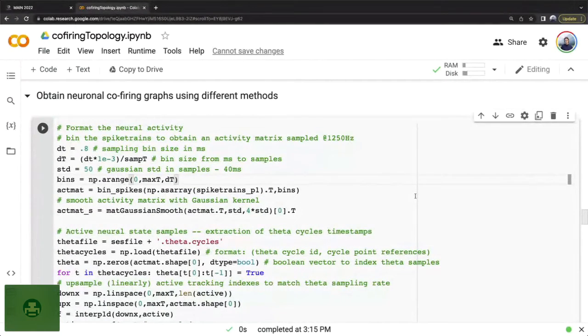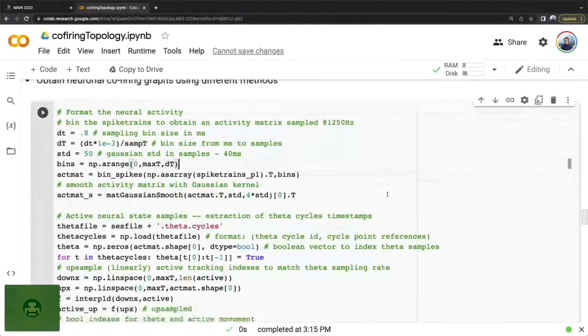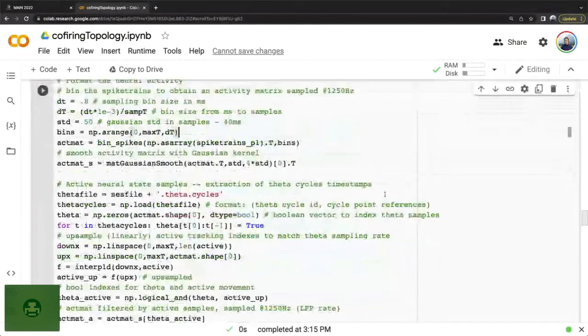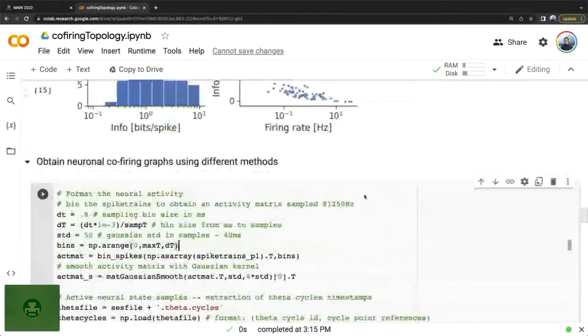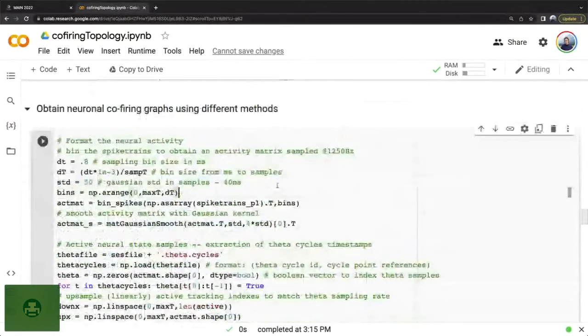We basically divide that in bins of equal size, and then we just count how many spikes these neurons fire. If you want, you can simply do a plt.imshow on a part of ActMat, and you will see that this is really just a matrix. We have time on one axis and number of neurons on the other.